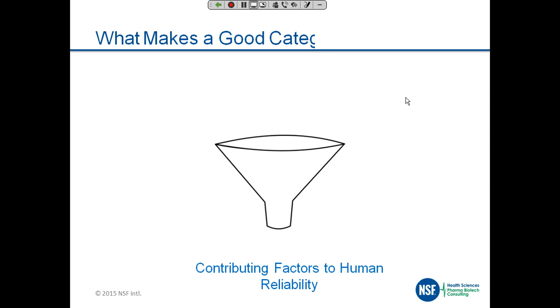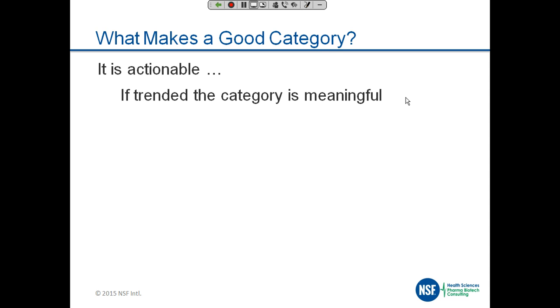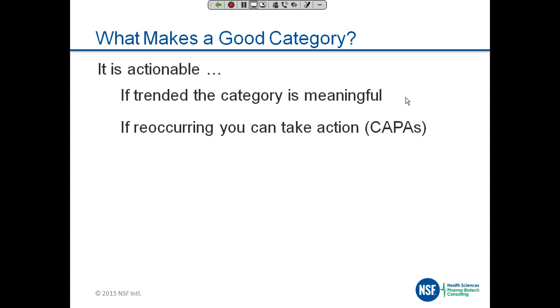So what would make a good category as you're categorizing? Well, just a few points here. If you trend that category, it's going to be meaningful. And if that category that you've identified is reoccurring, it helps you take action. It helps you identify a CAPA.